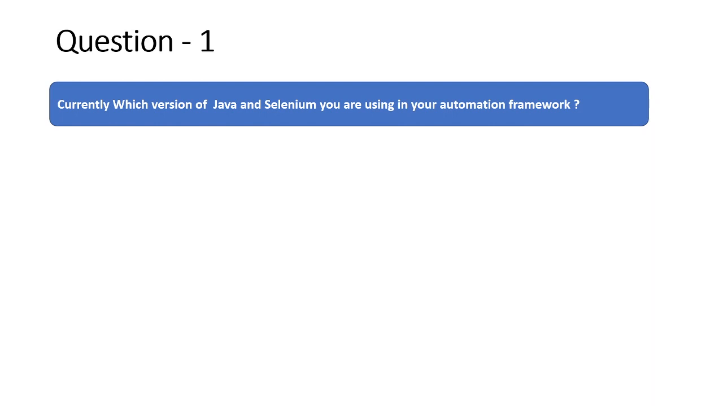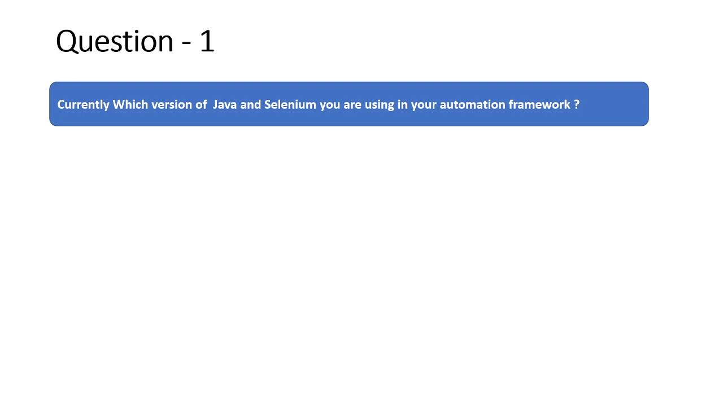So this is the first question. Currently, which version of Java or Selenium or any tool you can say, are you using in your automation framework or any framework? This is the first question anybody can ask. I have been in the IT industry for the last 7 years, and during my tenure, I faced this question every time.